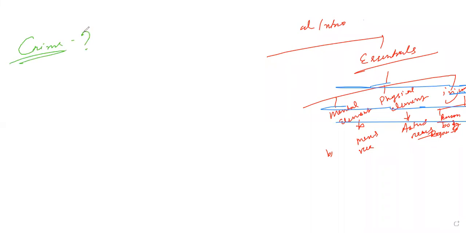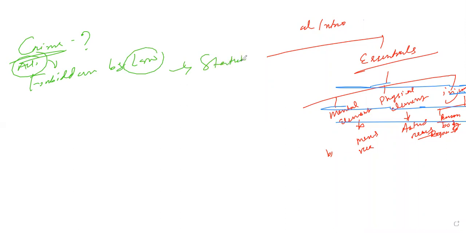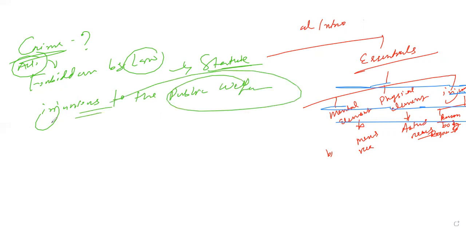Crime is defined as an act punishable by law as forbidden by statute or injurious to the public welfare. Forbidden. This must be an act. The act must be forbidden by law. Law may be anything, like a statute, for example. It is forbidden by statute or injurious to the public welfare. Crime is what? Injurious to the public welfare.